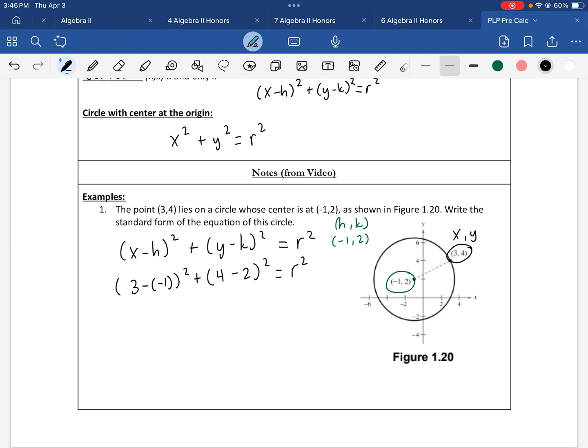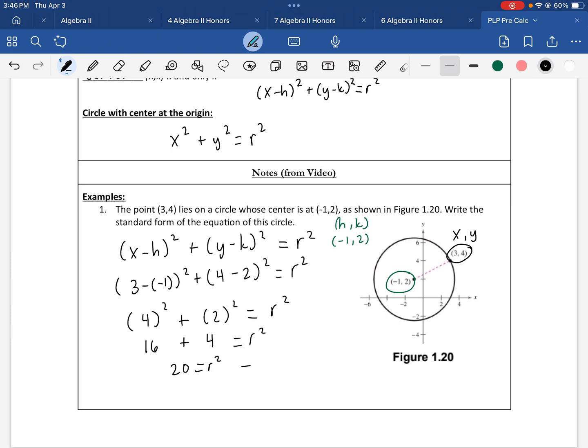So then 3 minus negative 1, 3 plus 1 is 4. 4 squared plus (4 minus 2) squared equals r squared. 4 squared, of course, is 16. 2 squared is 4. And this equals r squared. So our r squared is 20.